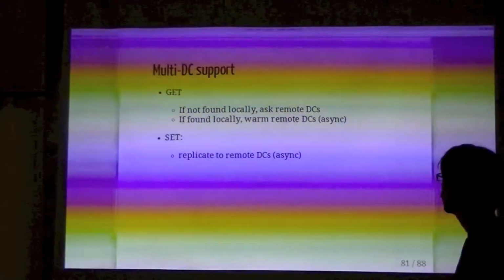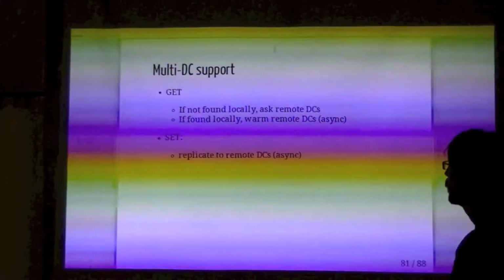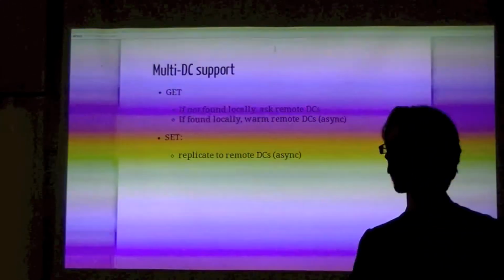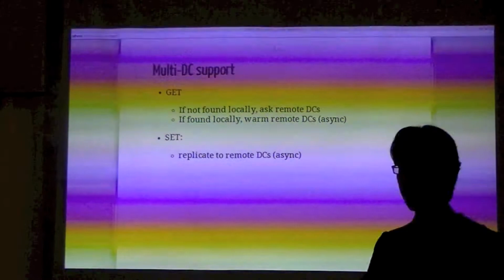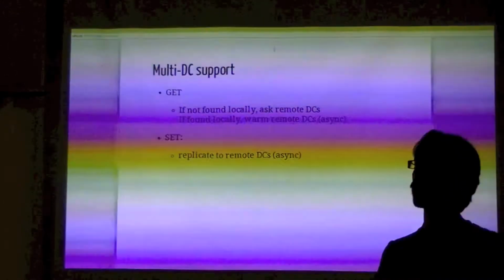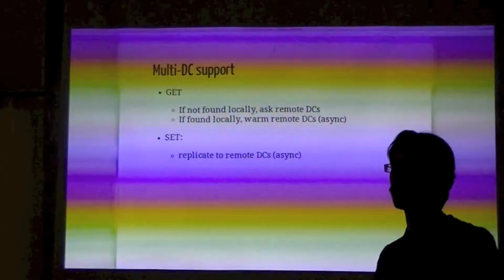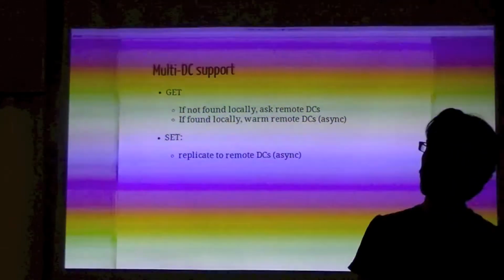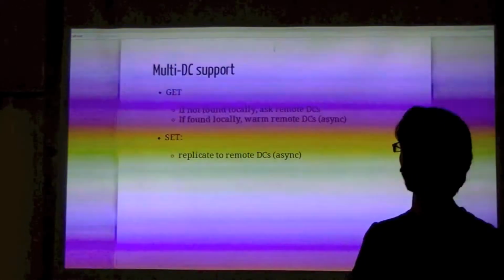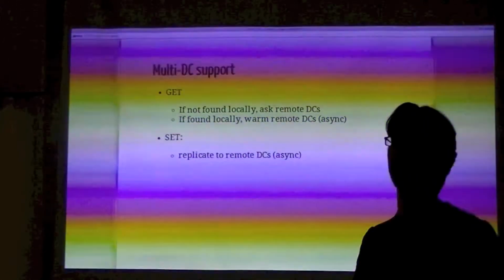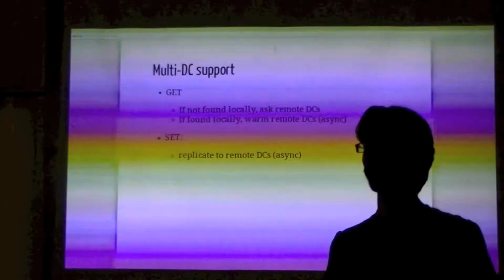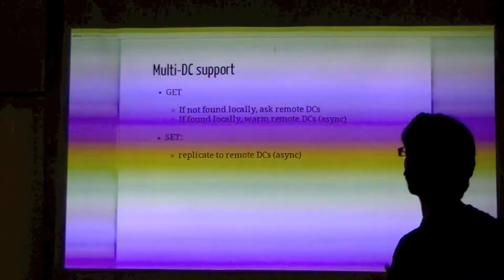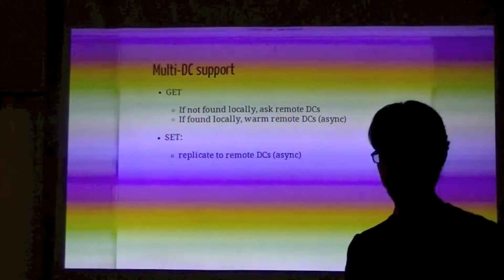On a GET request, as I mentioned, if we don't have it, we ask the other data centers, hey, do you have this key? Because I need a copy. If we do have it locally, we send the GET request across anyway so that the remote DC will pull its version of the cookie from its MySQL server, so that if we do have to fail over the data center, the Redis machines in the other data center are already hot with the data that was in the data center that just failed. So that's nice.